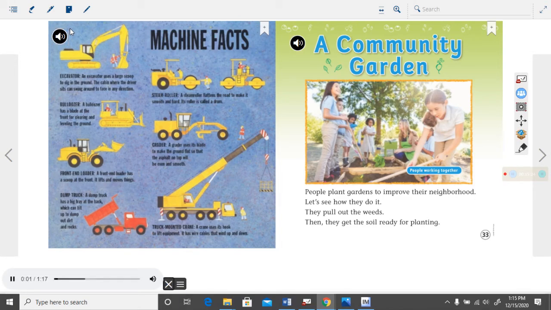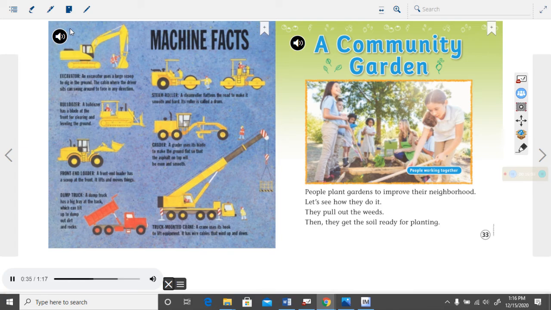Machine facts. Excavator. An excavator uses a large scoop to dig in the ground. The cabin where the driver sits can swing around to face in any direction. Bulldozer. A bulldozer has a blade at the front for clearing and leveling the ground. Front-end loader. A front-end loader has a scoop at the front. It lifts and moves things.